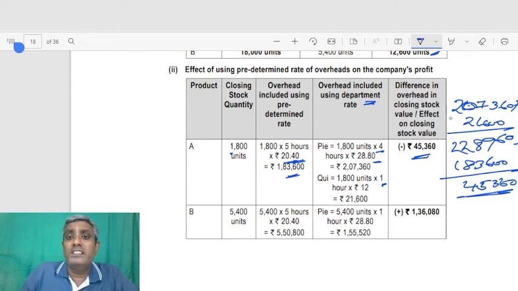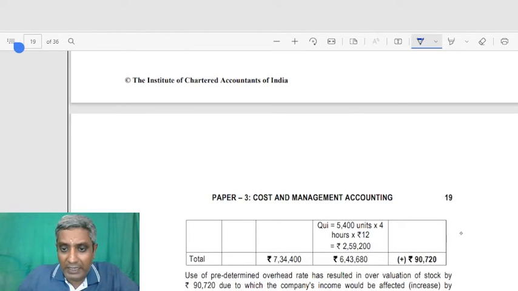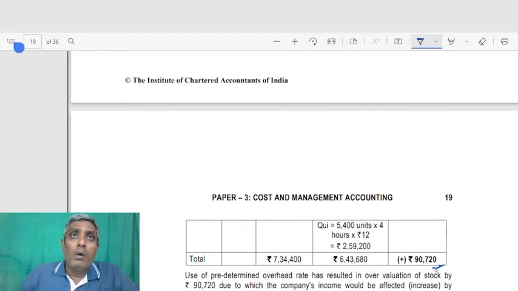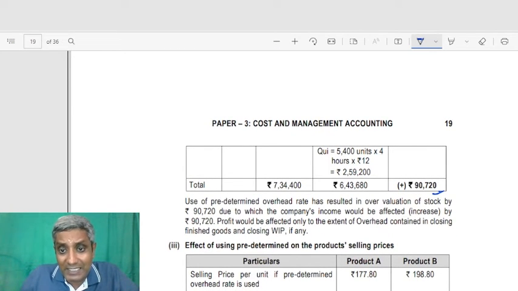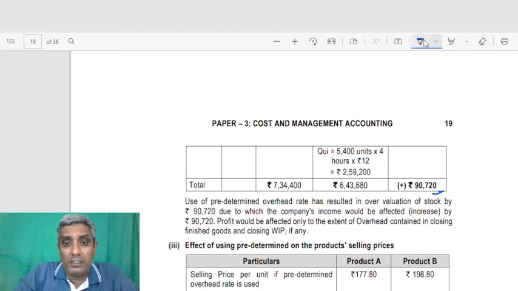This is the difference in overhead due to closing stock value, the effect on closing stock value. Same way in product B, the same method of calculation. So 1,36,080 positive, and the net effect will be 90,720 positive. Why? This is due to the use of predetermined rate. Please keep it in mind. The use of predetermined rate has resulted in the overvaluation of the stock by 90,720.